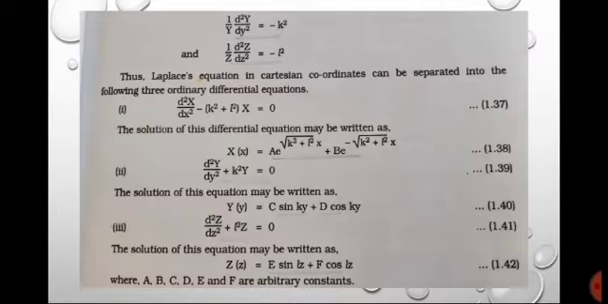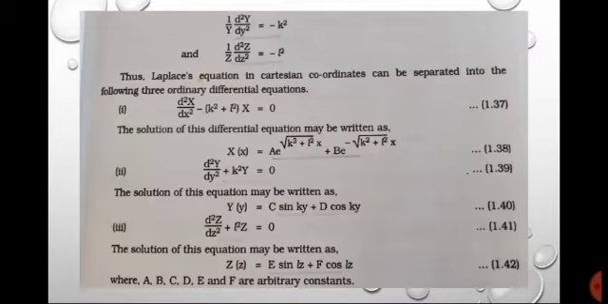Thus Laplace equation in Cartesian coordinates can be separated into the following three ordinary differential equations, like this: d square X upon dx square minus (k square plus L square) into X is equal to 0. The solution of this differential equation may be written as X of x is equal to a e raised to root of k square plus L square x plus b e raised to minus root of k square plus L square x.